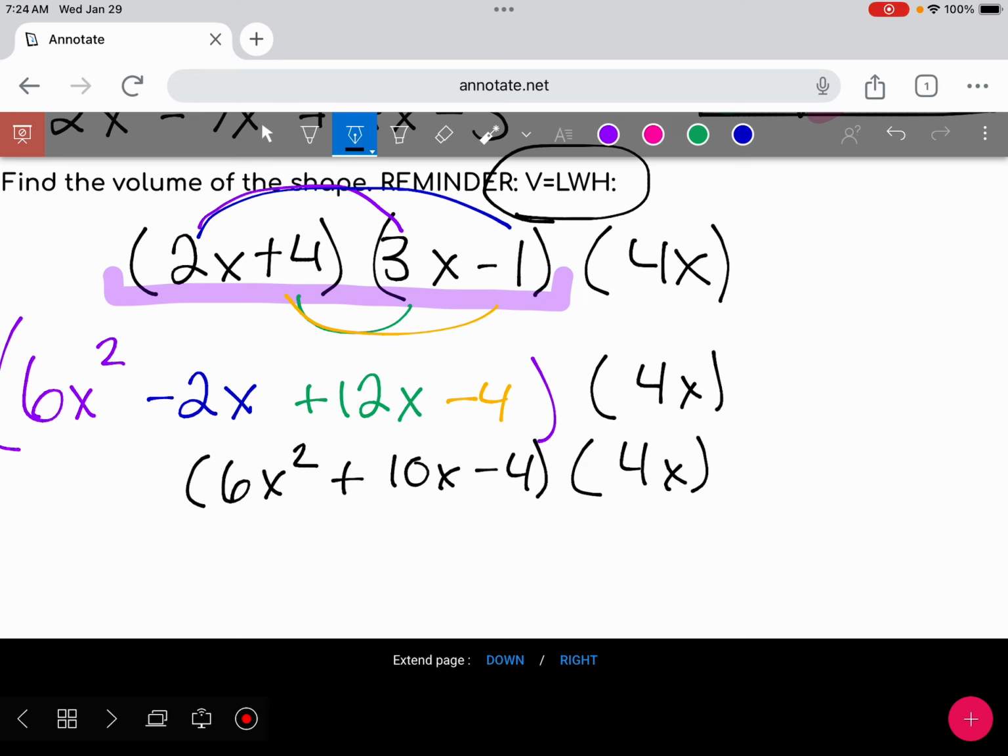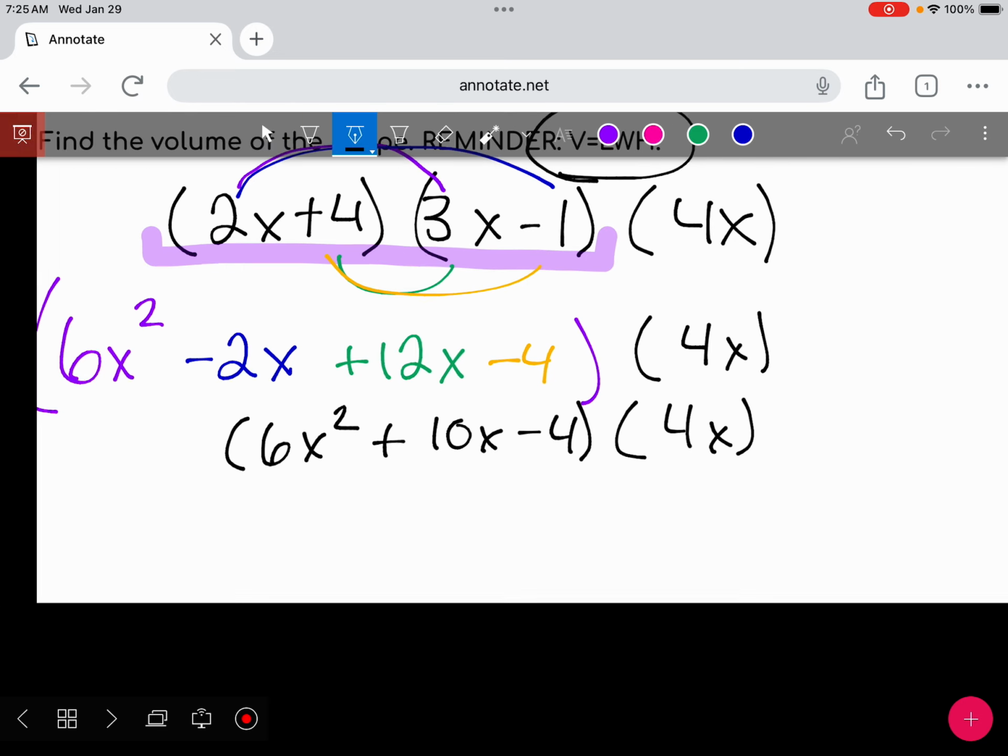The 4x is a monomial. It's a single thing. We're just going to distribute it. You can put it in a box if you want to. It's just going to be a 1 by 3 box. And that's kind of weird, but you do you. More power to you. Put whatever you want on your paper.